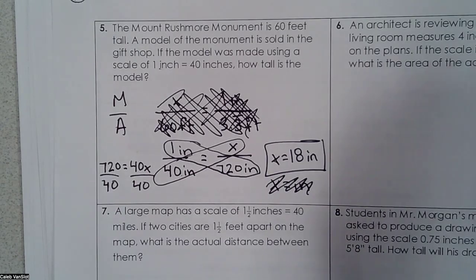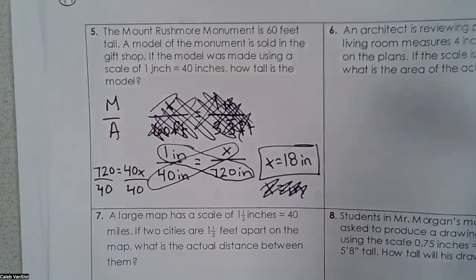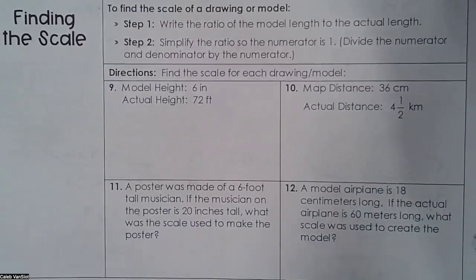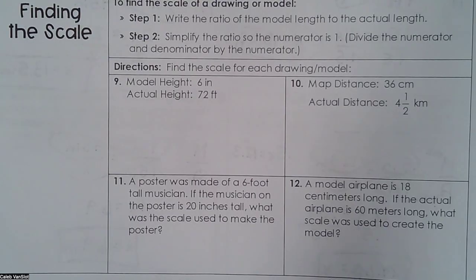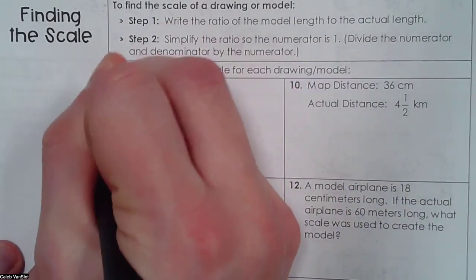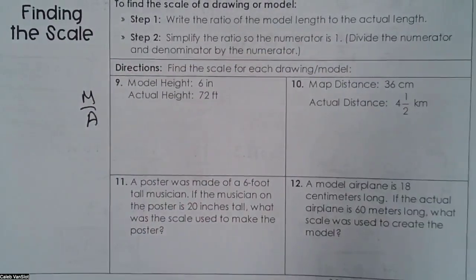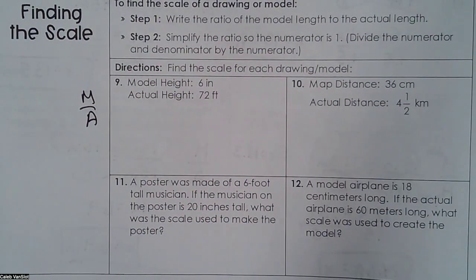Alrighty, guys. I want to move down to number 9, 10, 11, and 12. We're going to be finding the scale of the drawing or the model. So the first step is to write a ratio of the model length to the actual length. So again, think model over actual, just like before. And we're going to simplify these ratios so that the numerator is 1. Essentially, what you're going to do is divide the numerator and the denominator by a number in order to get 1 at the top.